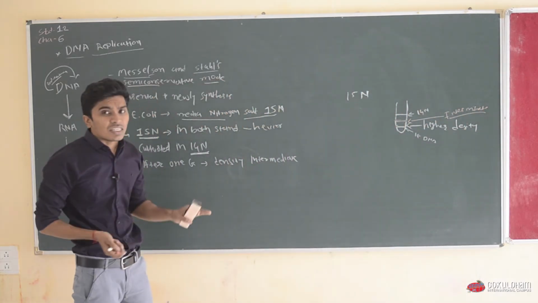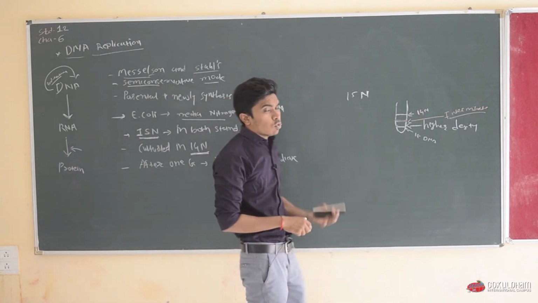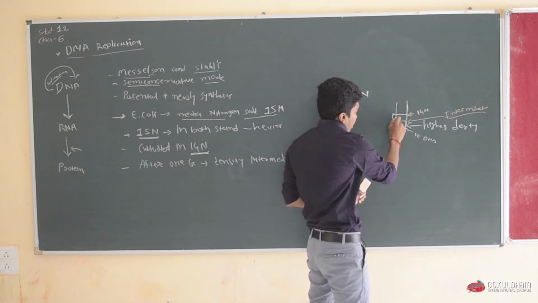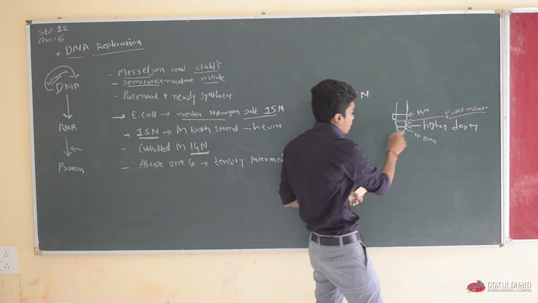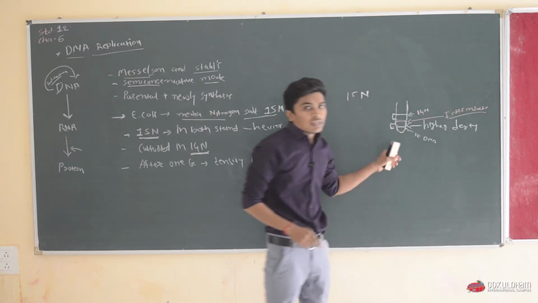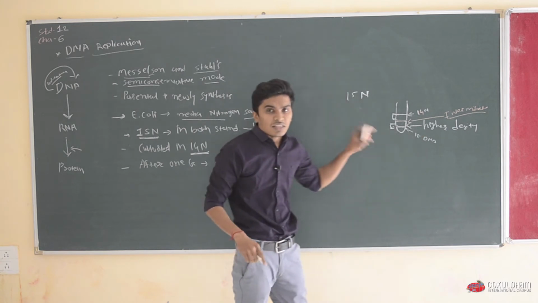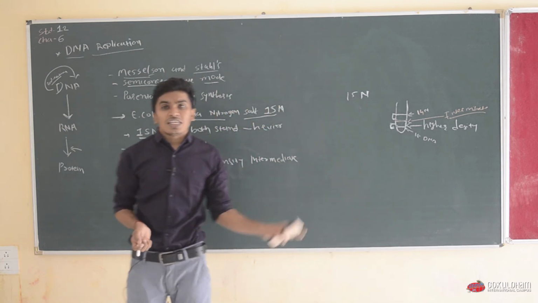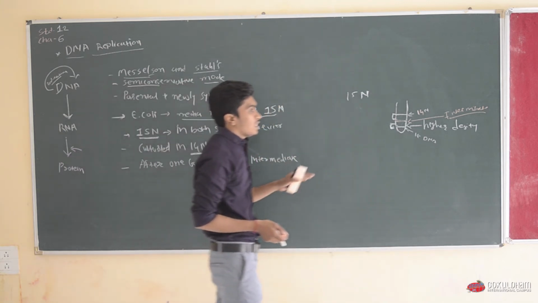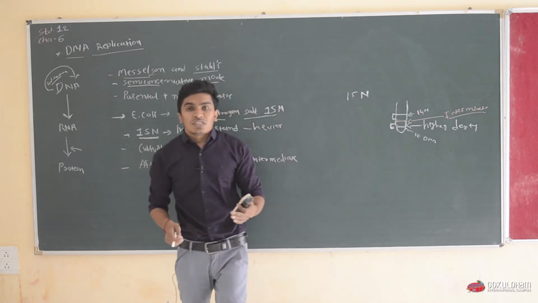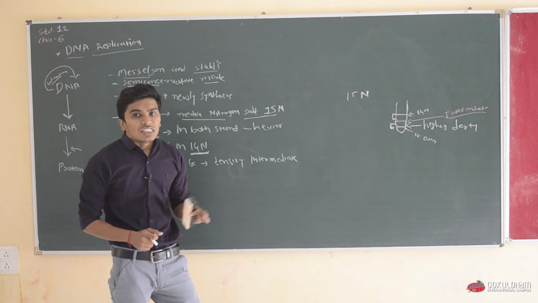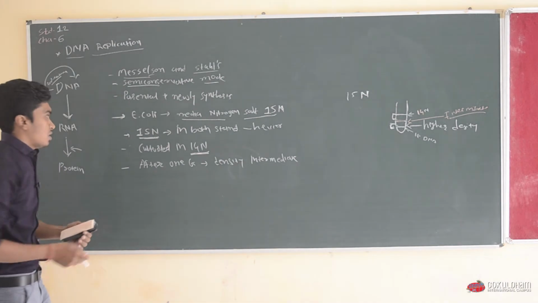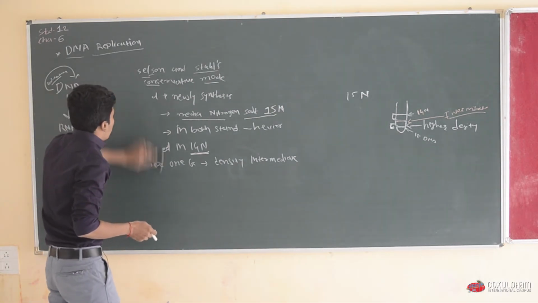This indicates that both strands grow, with one strand having lighter 14N nitrogen and one strand having heavier 15N nitrogen. So this experiment determined that DNA replication occurs in a semi-conservative mode.